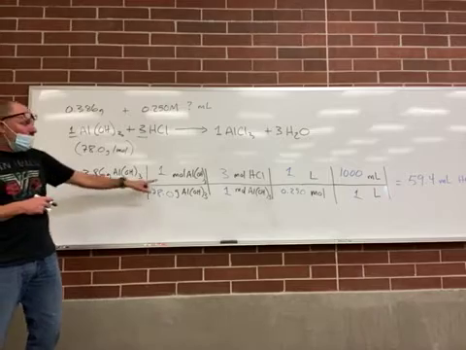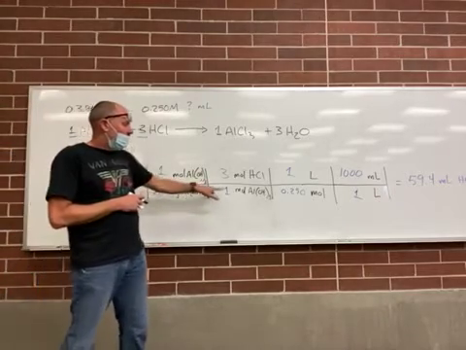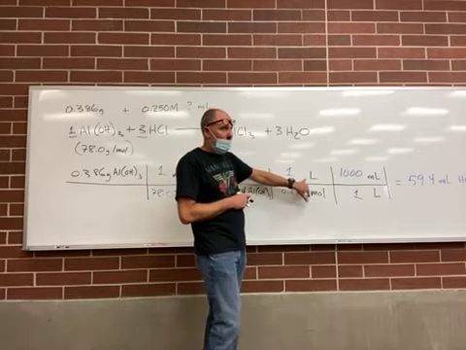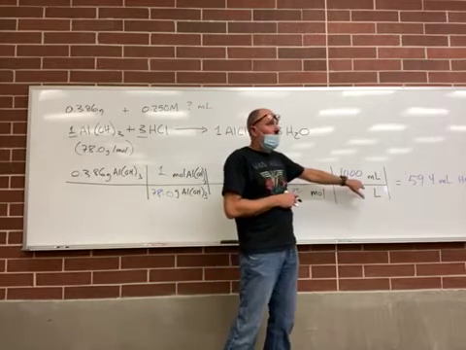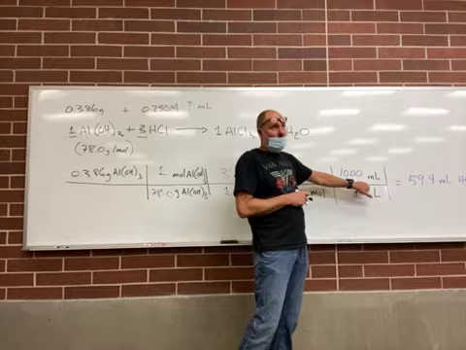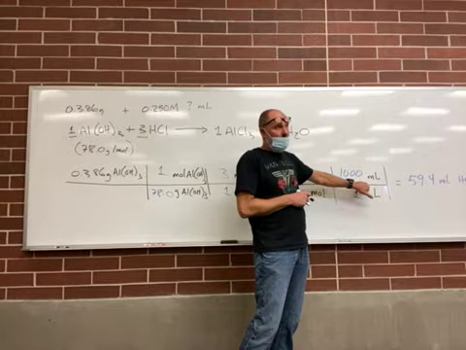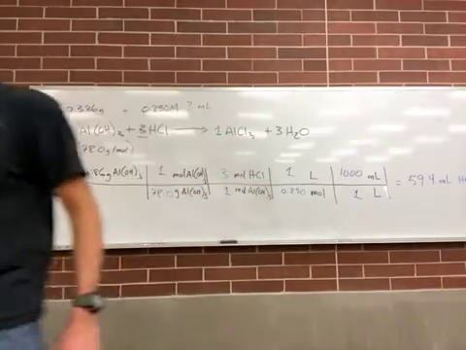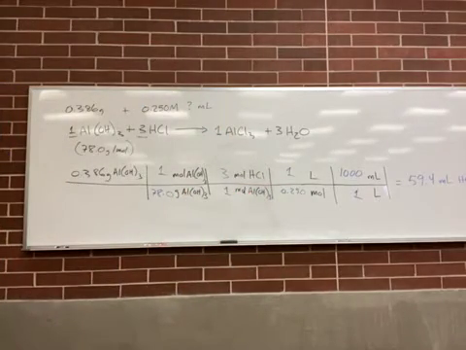Grams of A, moles of A. Moles of A, moles of B. Moles of B, molarity of B. Molarity of B, milliliters of B. Okay? So that's where you are on the roadmap. Nothing has changed. We've just added molarity as an off branch, as another arrow off of this. Okay?